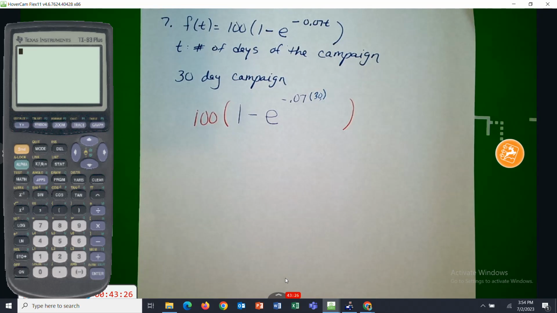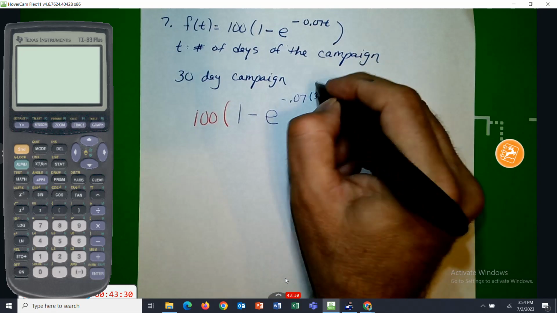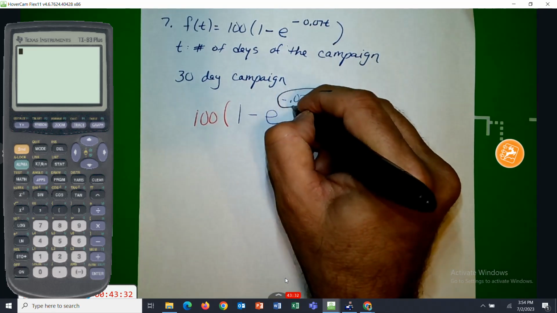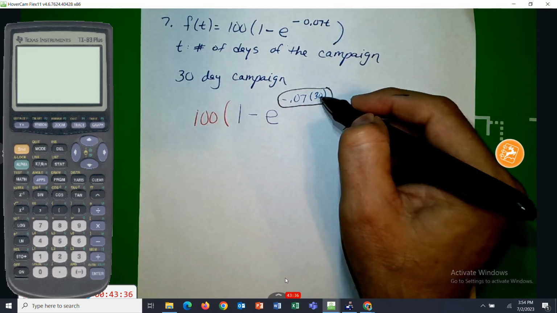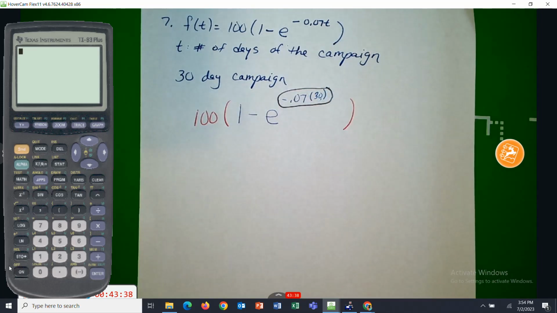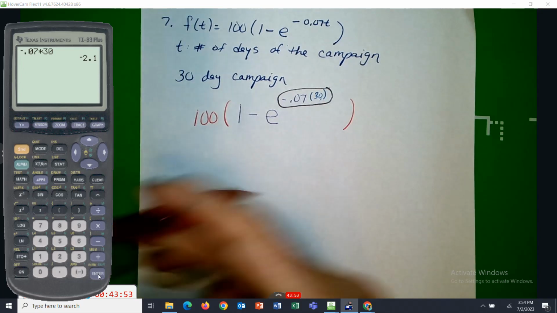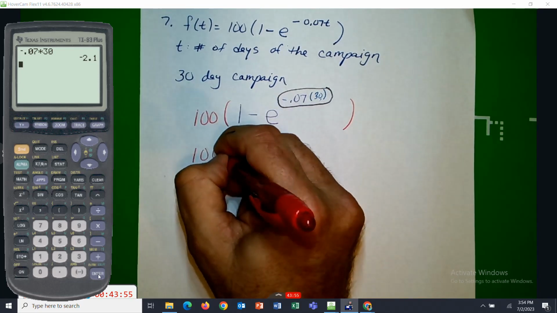Here's what I'm going to do. Let's just break this up into a couple of parts. I'm going to go ahead and multiply the negative 0.07 times 30. Negative 0.07 times 30 is a negative 2.1. Okay, so here's what I'm going to be punching in.